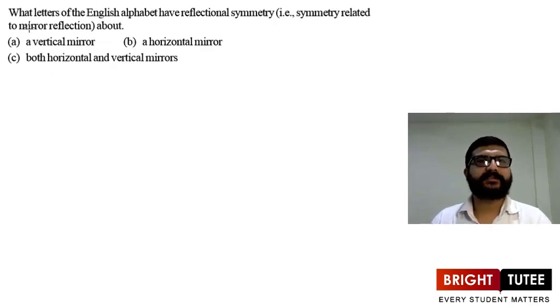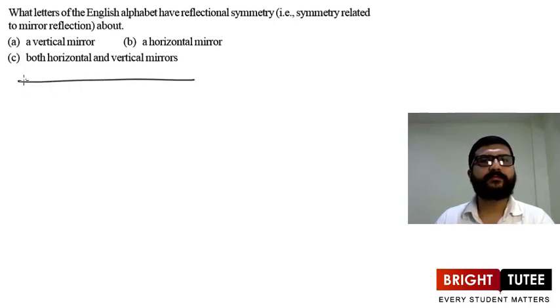Now let's try this question. The question is, what letters of the English alphabet have reflection symmetry, that is, symmetry related to mirror reflection about a vertical line or a vertical mirror, a horizontal mirror, and then both horizontal and vertical mirrors.